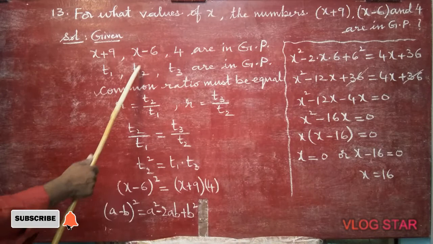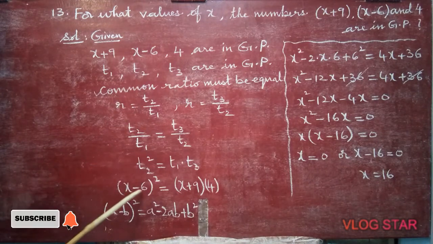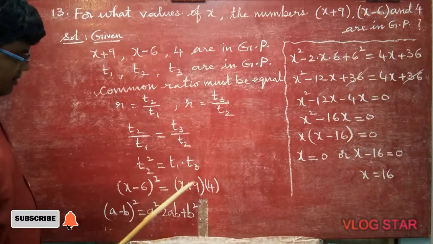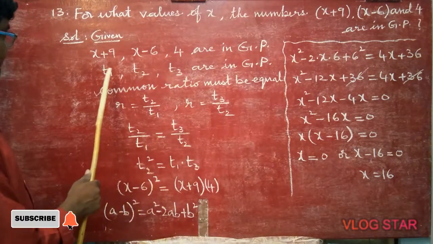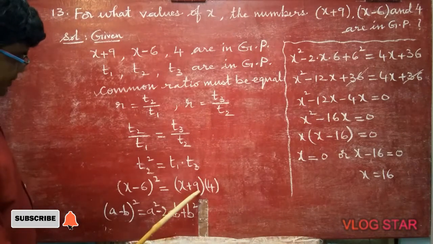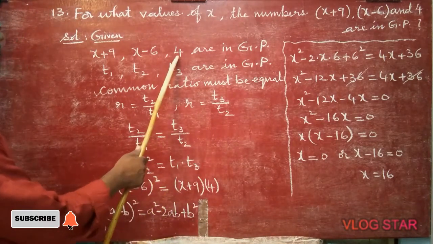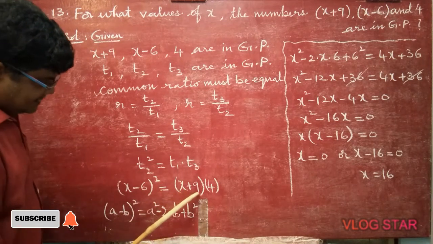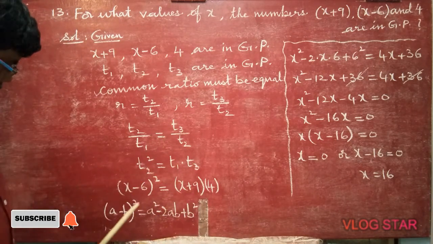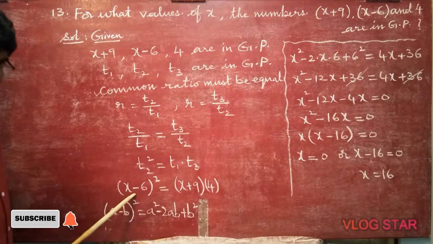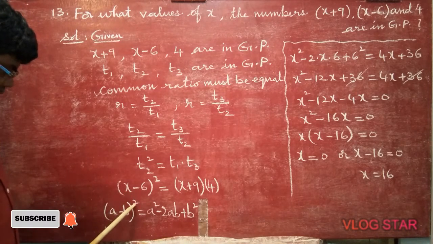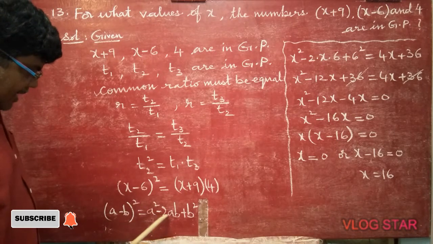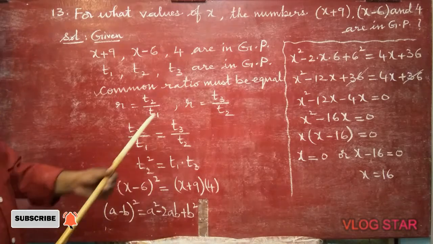What is T2? x minus 6. So x minus 6 whole square is equal to T1 into T3. What is T1? x plus 9. What is T3? 4. So x minus 6 whole square is equal to x plus 9 into 4. Seeing this, you should immediately get the a minus b whole square formula. What is the a minus b whole square formula? a square minus 2ab plus b square.